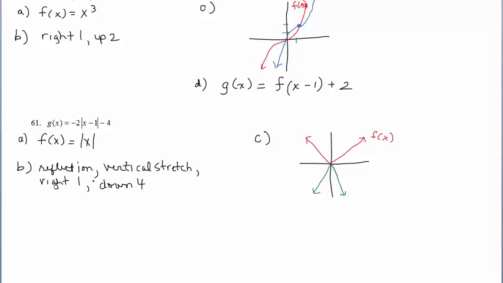Now I need to move every point right 1 and down 4. So take your key point, which is your vertex right here, and move it right 1 and down 4. And then off of this, I'll try and maintain the same shape as the green graph. So that's what the function would look like. And if you want to verify, of course, you can use your calculator as well. Okay, well, I think that's it. I think that was enough in this video, and the two together.